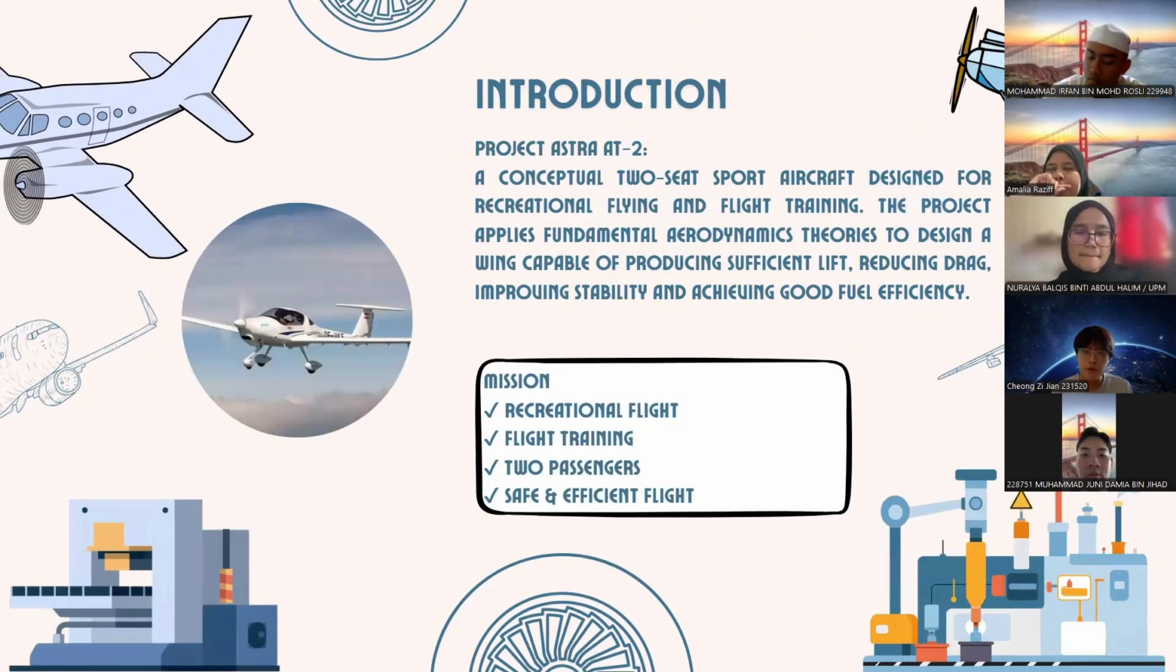For every successful aircraft, we begin with a clear mission. Astra AT-2 is a conceptual two-seat sport aircraft designed for recreational flying and flight training. Since it is intended for training, the wing must provide sufficient lift, stable handling, and good aerodynamic efficiency. We selected the Diamond DA20 as our reference aircraft because it has proven aerodynamic performance. Using it as a reference, we developed the conceptual wing design of Astra AT-2 by applying aerodynamic theory and engineering analysis. Our objective was to achieve a balanced design with good lift, low drag, stable handling, and improved fuel efficiency.